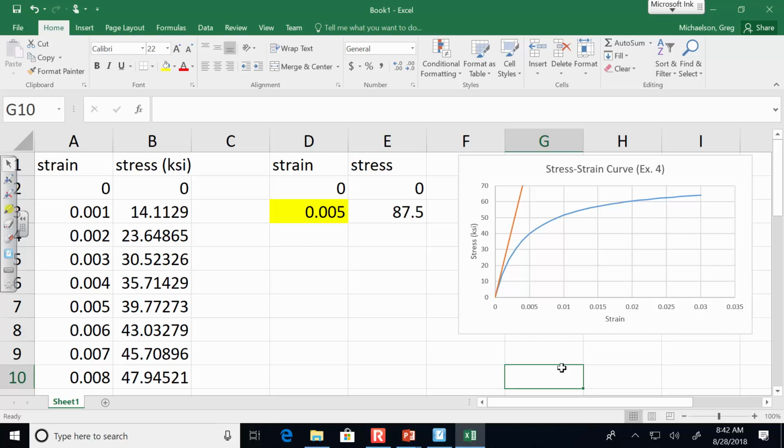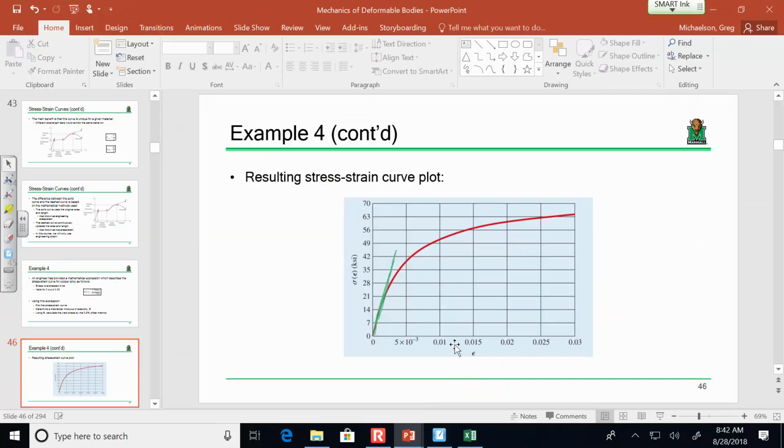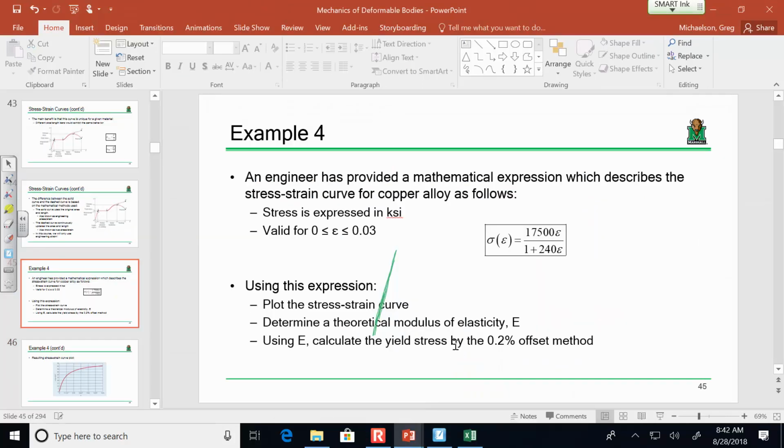Now, before we do any math associated with solving for the last component, I want to show you something. All right, let's go back to our example. You can go away. So we've got to do 3 things with this example. We've got to plot the stress-strain curve, determine a theoretical modulus of elasticity, and then determine this offset stress.